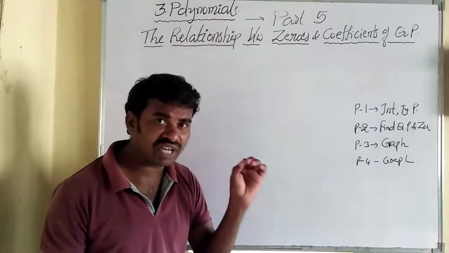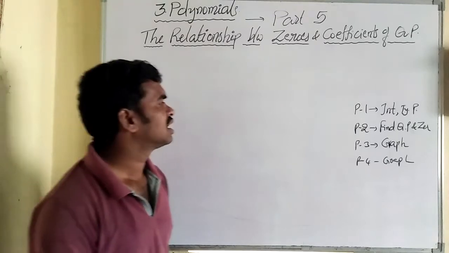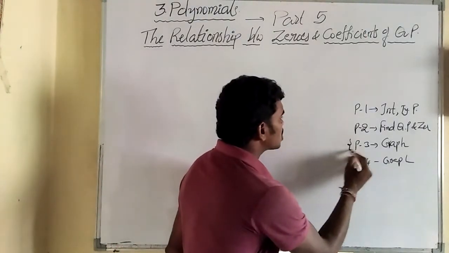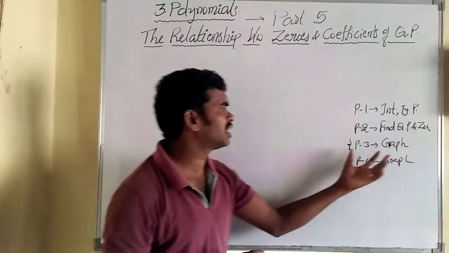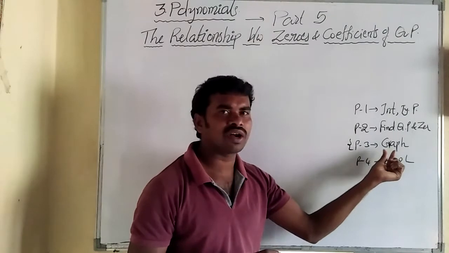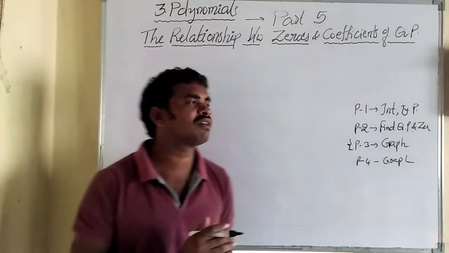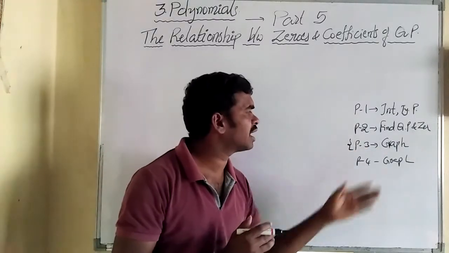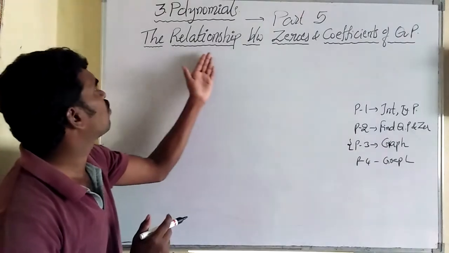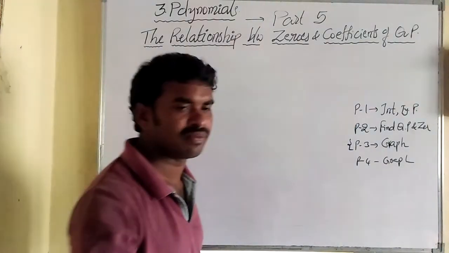That is very important for 4 marks in SSC 10th class maths, so you must learn this part 3. In part 3 I have also given some basic knowledge about graphs, so that you can draw the graph without any mistake, as told in part 3 and part 4. Now in part 5 we are going to discuss the relationship between zeros and coefficients of a quadratic polynomial.